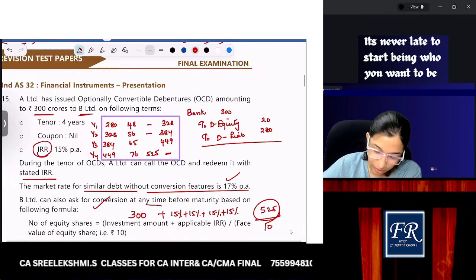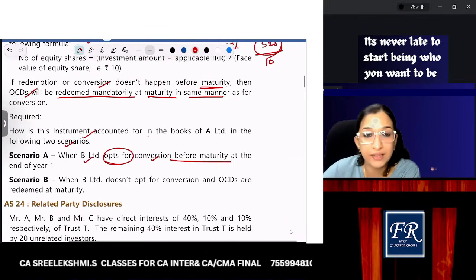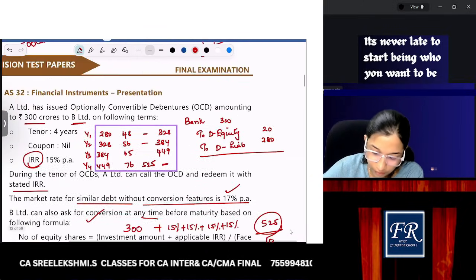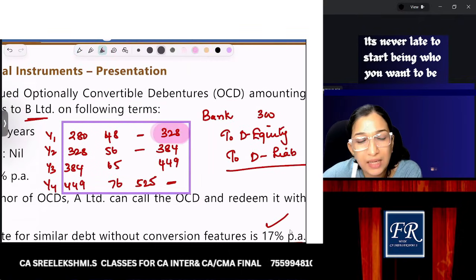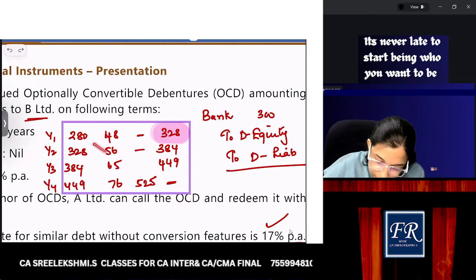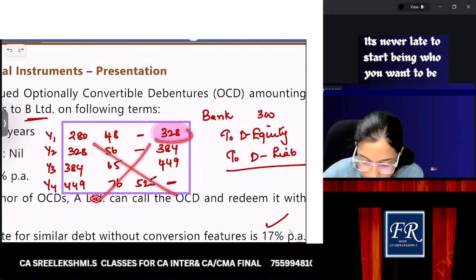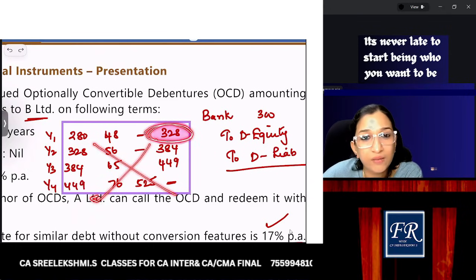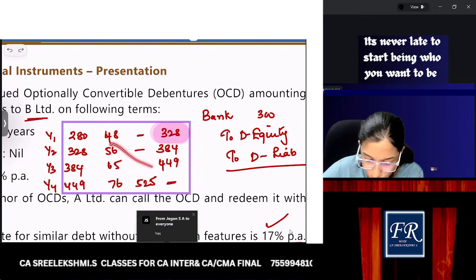And the first question is, what if B opts for conversion before maturity at the end of year 1? At the end of year 1, what is the liability in my books? If I already convert at the end of the first year, then should I do this? This part is not required. Yes or no? If I am converting at the end of the first year itself, this 328 only I need to reverse to share capital. I will not do this.